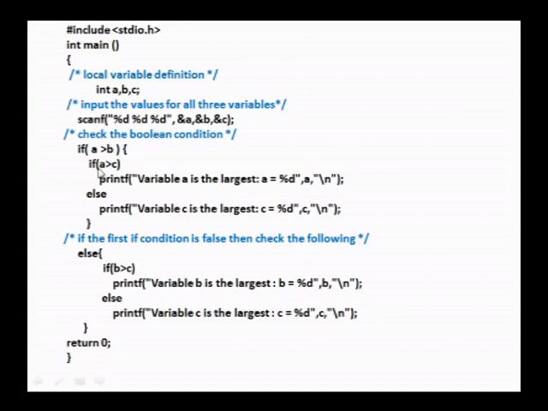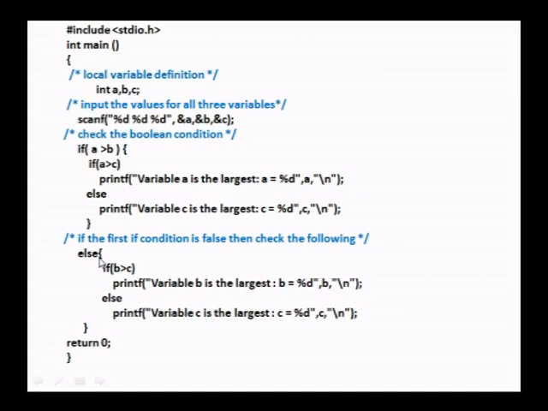So here we have the case where a is not greater than b. We get into the else part over here and we check if b is greater than c. Here, if a greater than b becomes false, it means that b is greater than a.